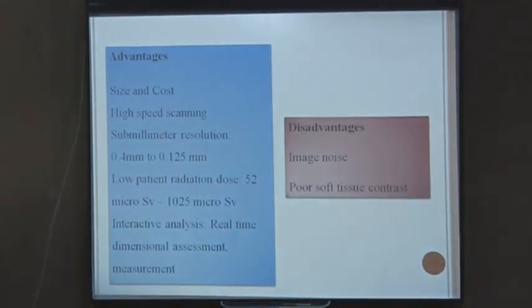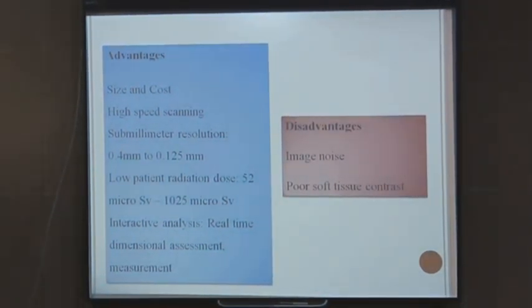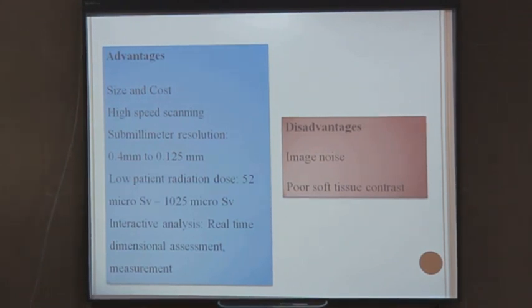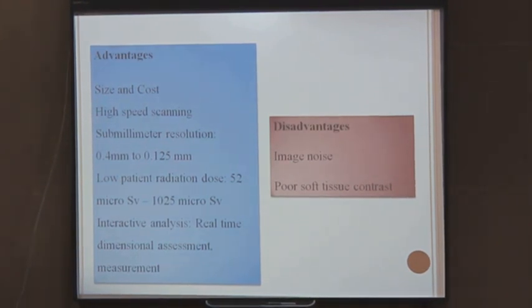Your advantage of your CBCT is probably only your cost. It's much less expensive than that of your CT, and it occupies less space. Yes. And your radiation dose, that is an important MCQ: 52 microsieverts to a maximum of 1025 microsieverts if you're going to do a full maxillofacial skeleton. It cannot be done more than your sinus, it cannot be done more than your cervical spine. Okay, your field of view is only that much. You can either do only maxilla, only mandible, but you cannot do anything more than that. It's basically a head and neck imaging technique.